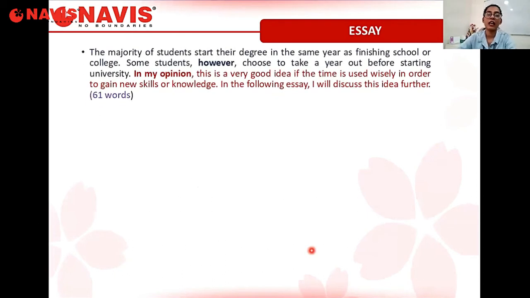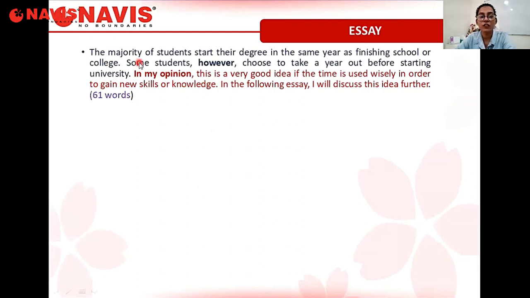So this, as you can see, is the introduction. The introduction has the general statement and the thesis statement. I have used different colors so that you will have a better understanding. Okay, so let's read it along.